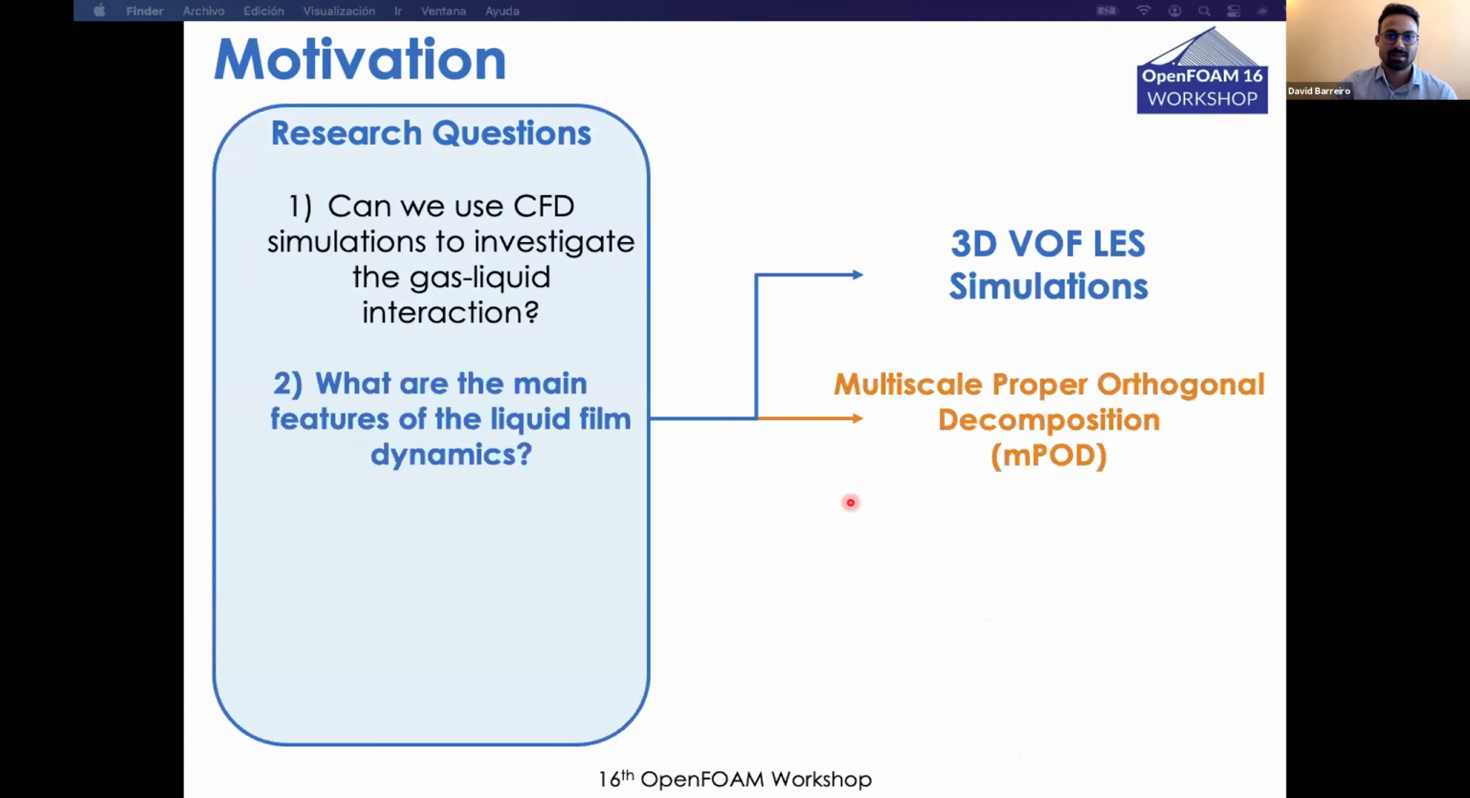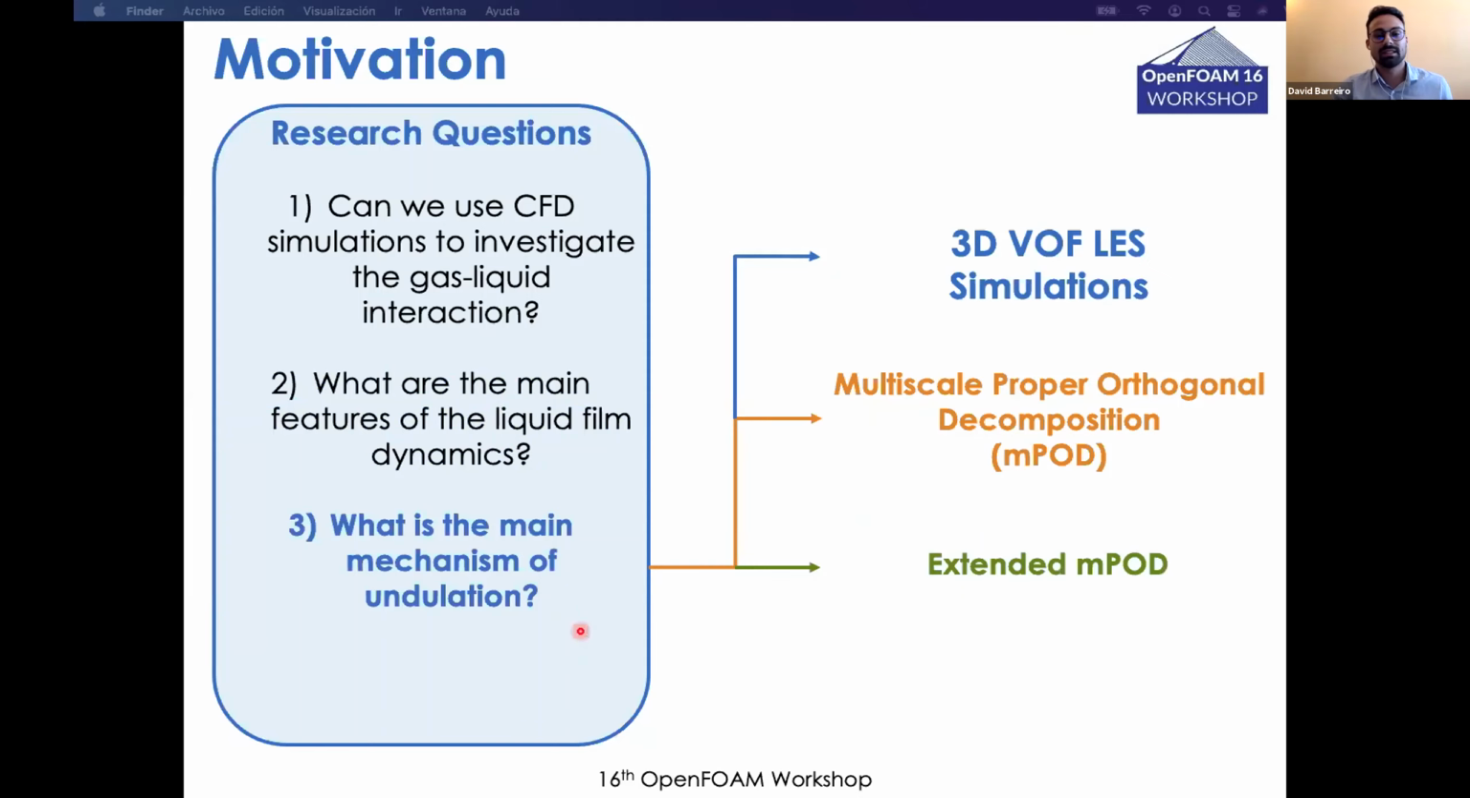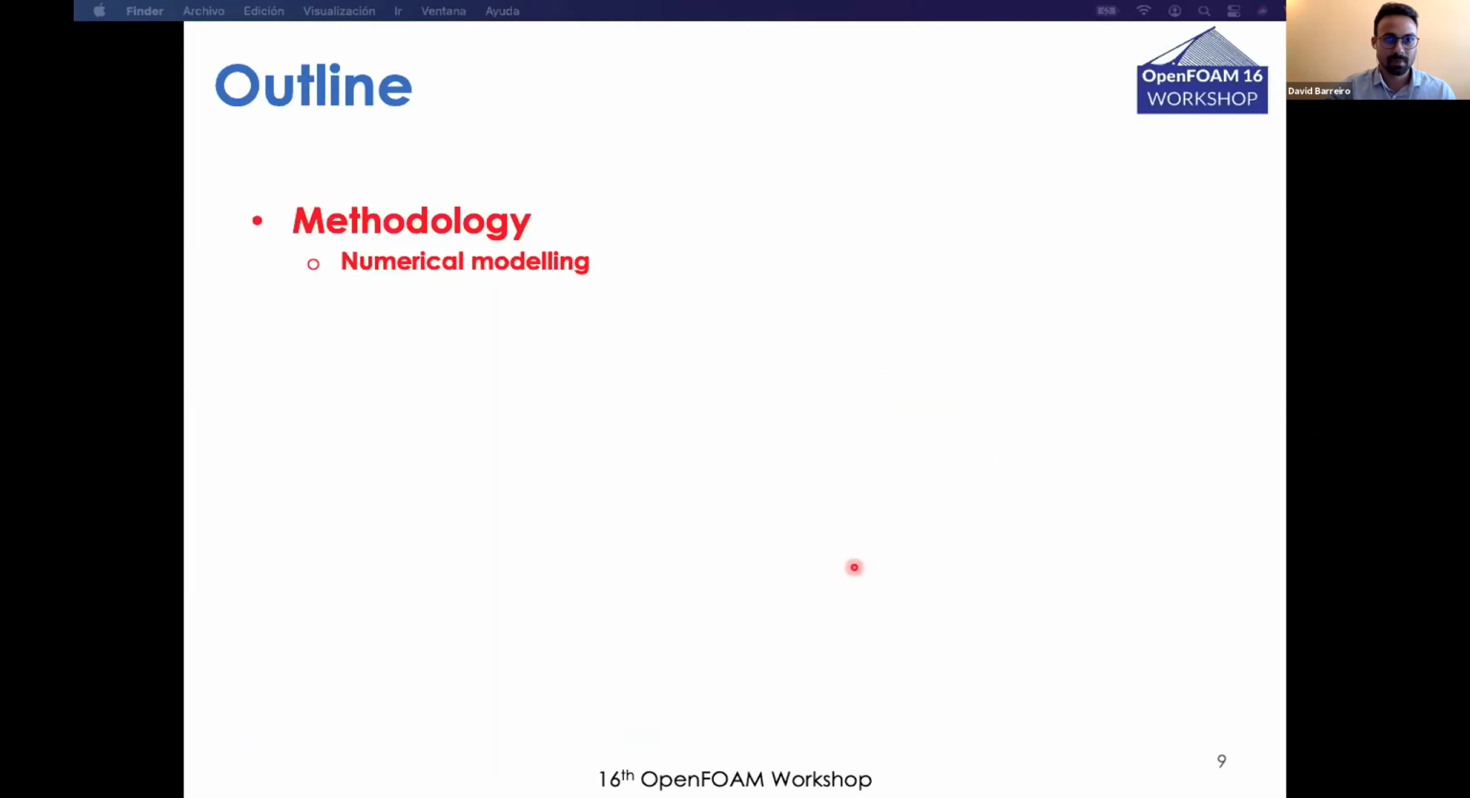analyze the time-dependent thickness distributions obtained with the CFD with the multiscale proper orthogonal decomposition, since this is a very helpful tool to detect coherent patterns. And finally, we want to close by answering the following question: what is the main mechanism of undulation? We use the mPOD and extended mPOD to correlate the film dynamics with specific structures in the gas flow.